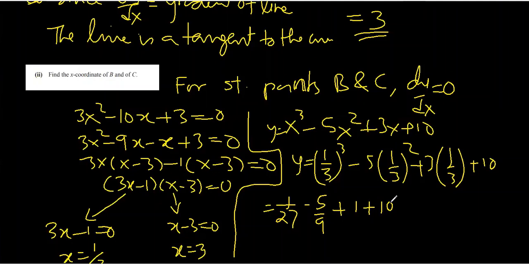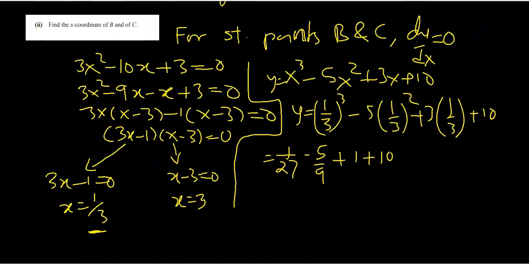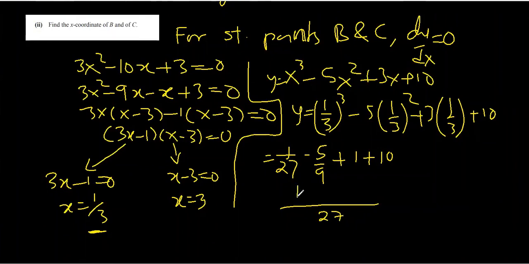And if we add all of them, this 27 will be the LCM. So it will be 1 minus 15 plus 11 and 11 times 297. Okay, so it becomes how much? 282 and 281 over 298 minus 283. 283 over 27. This is the y coordinate of B.